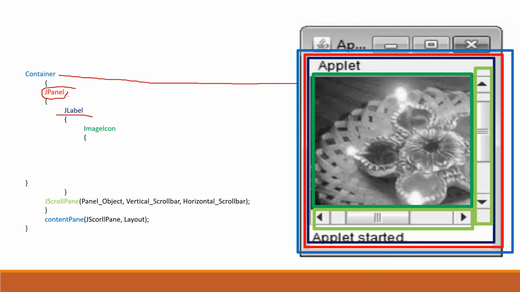And after adding the components to the panel, you have to add this panel to the scroll pane. And this scroll pane is having horizontal as well as the vertical scroll bars. And after creation of the scroll pane, you have to add the scroll pane to the content pane. So you have to compare this overview with the next slide.